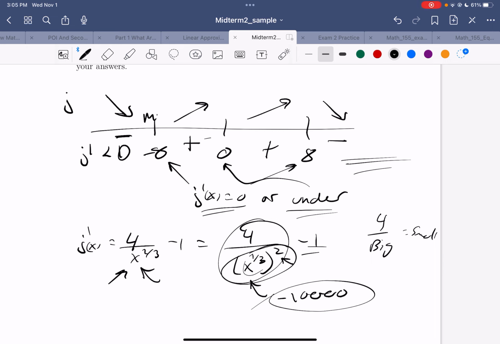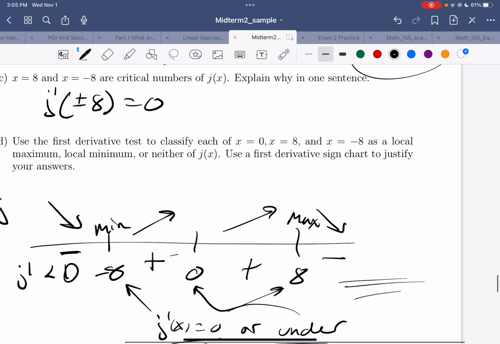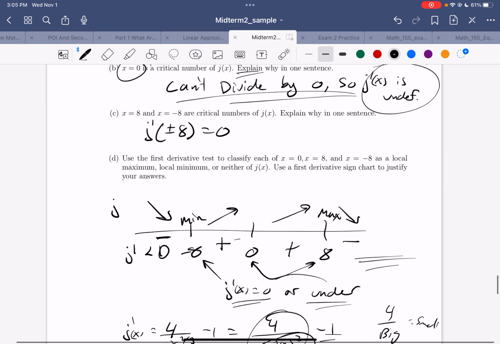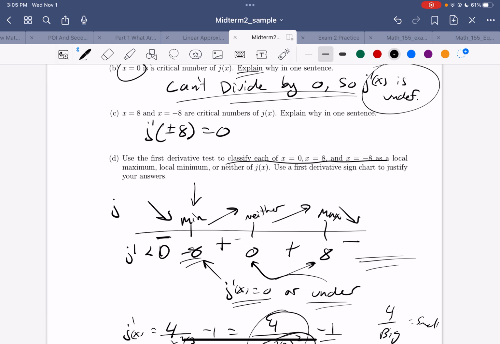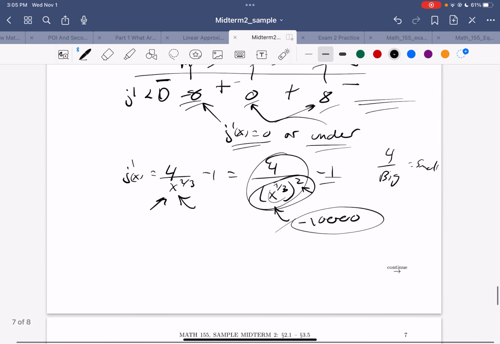So what do we find? This right here is a min. -8 is a min. +8 is a max. And 0 is neither. So this little sketch should get you full credit. You could say neither here. Did you classify each? Yes, I would argue this is very clear. We can see the minimum is at -8, 0 is neither, and 8 is a maximum. But you could also just make a list. You could say x equals -8 is a min, 0 is neither, 8 is a max.